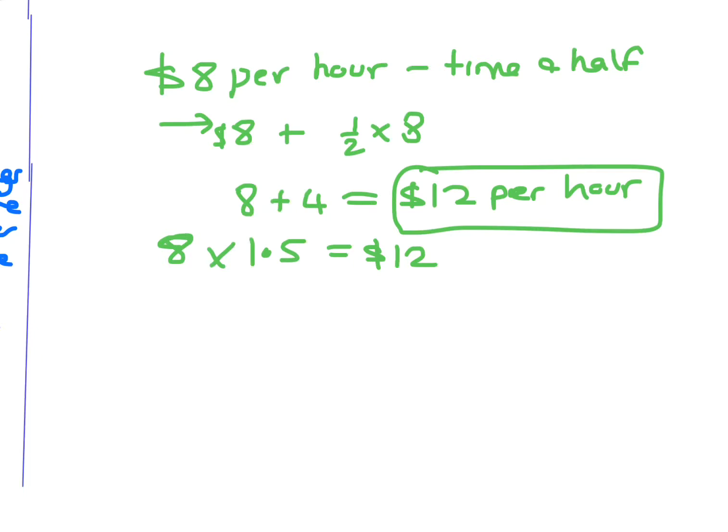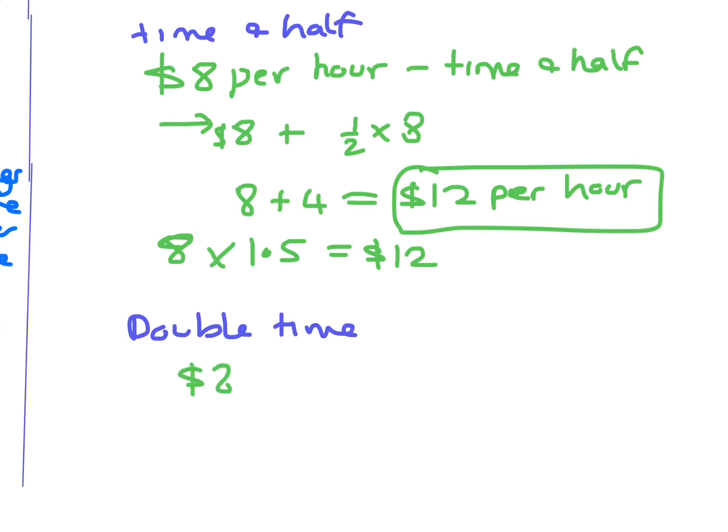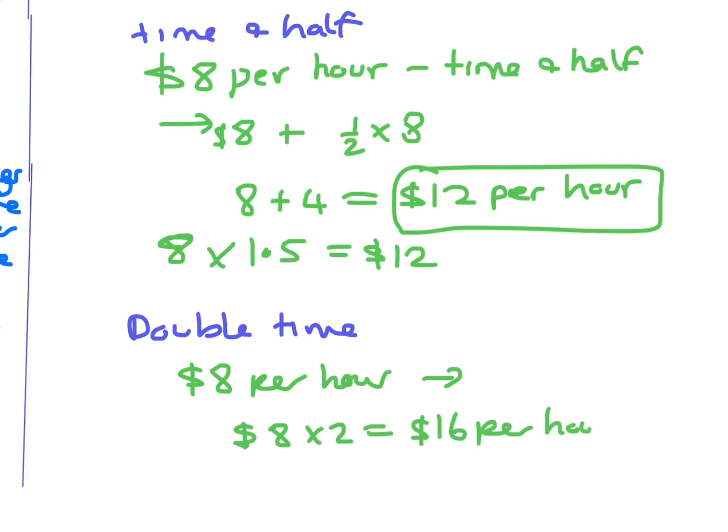Now, that's time and a half. If you were looking at double time, let's say $8 per hour, instead of getting $8 per hour, you would get 8 times 2. You end up with $16 per hour. So you're getting twice as much.